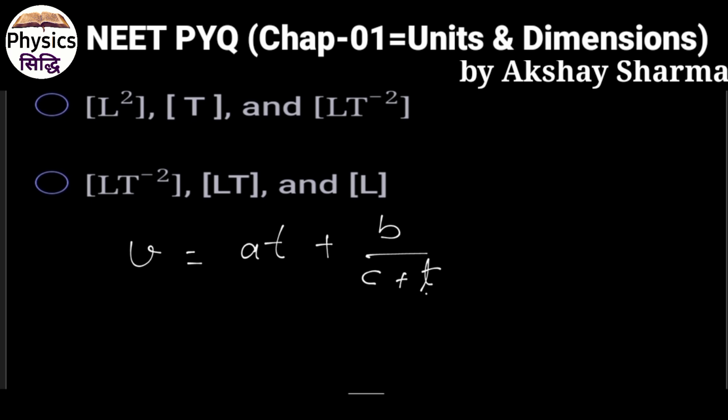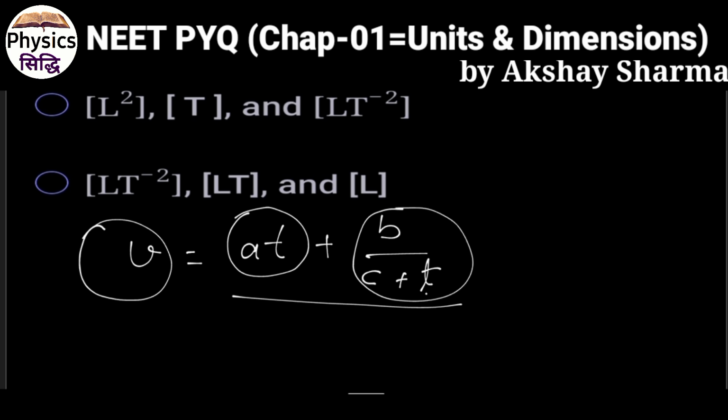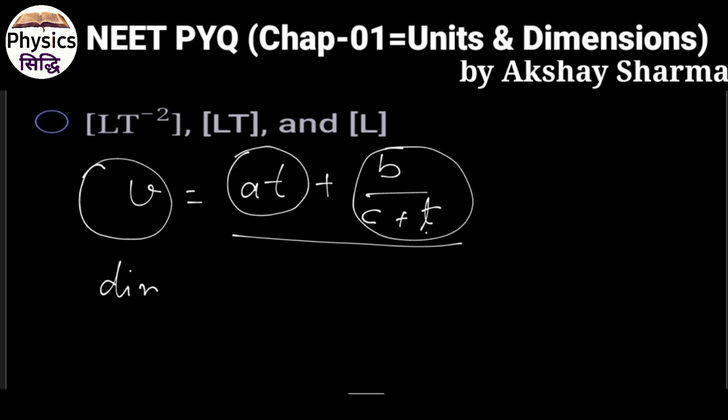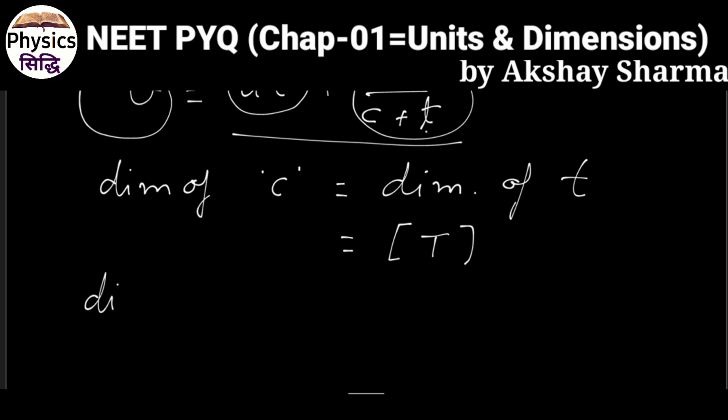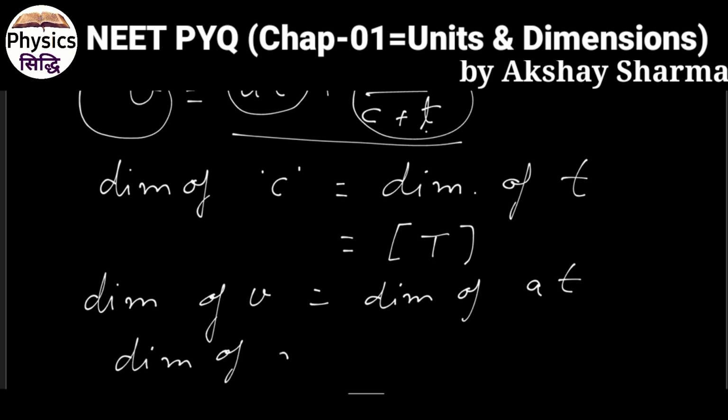Now you are well aware of this fact that the dimension on the left hand side will be equal to the right hand side dimension. It means the dimension of velocity will be equal to the dimension of AT and the dimension of B upon C plus T. And C is also the dimension of T. It means the dimension of C will be equal to the dimension of T, and T is time, so the dimension of C becomes capital T. And on the left hand side, the dimension of velocity will be equal to the dimension of A into T. It means the dimension of A becomes dimension of B upon T.